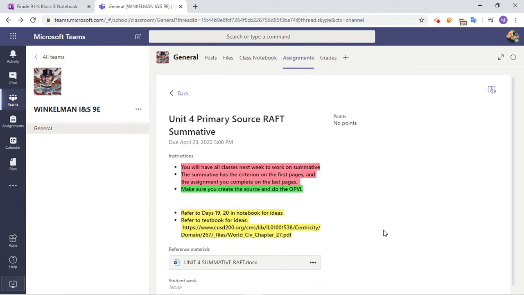So you are going to do what is called a RAFT to make a primary source. A RAFT assignment, you choose a role, who you're going to be when you make this primary source. Are you going to be King George? Are you going to be an Indian farmer? Who are you going to be? You decide the audience your primary source is for. You decide the format. What kind of source is it going to be? What is the format of it? It's going to be a letter, a political cartoon.